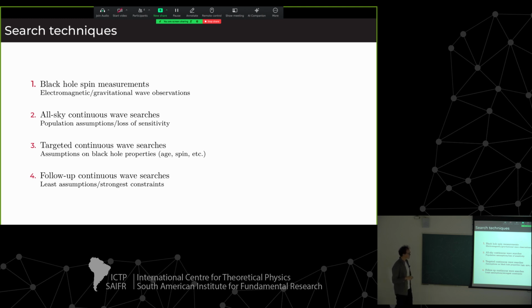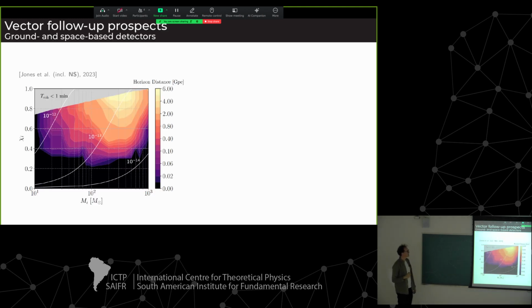And so, to estimate exactly how sensitive we are to these types of searches, we adapted the continuous wave search techniques that have been developed for other sources in the LVK and used them for these follow-up searches. So this is specifically for vector fields. For scalar fields, it doesn't work as well because the luminosities aren't as large. But let me just focus on vector fields here.